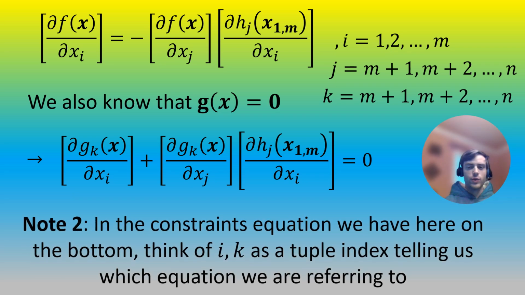As for the constraints equation on the bottom, we have the partial derivative of g sub k of x with respect to x sub i plus the rest of that stuff is equal to the scalar 0.